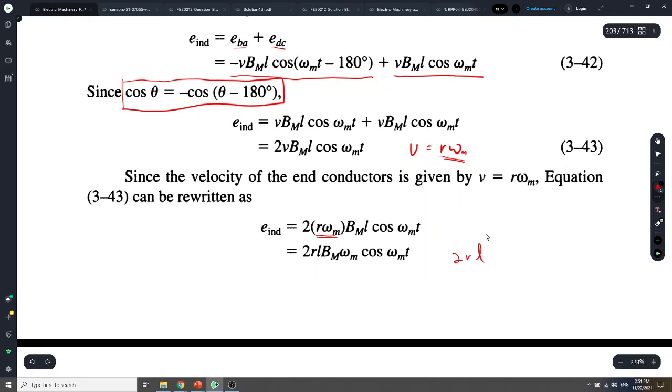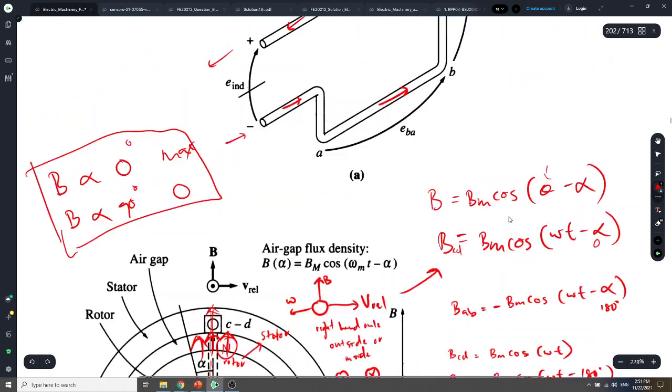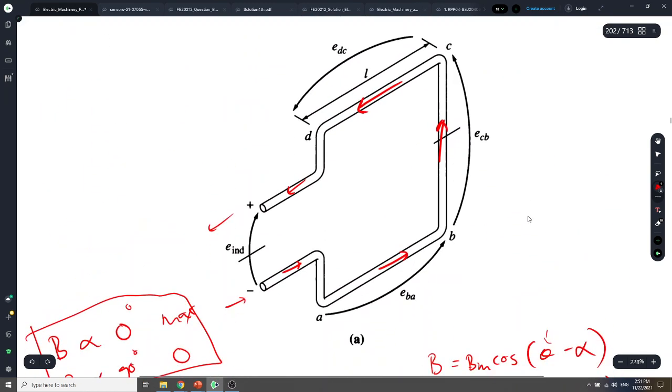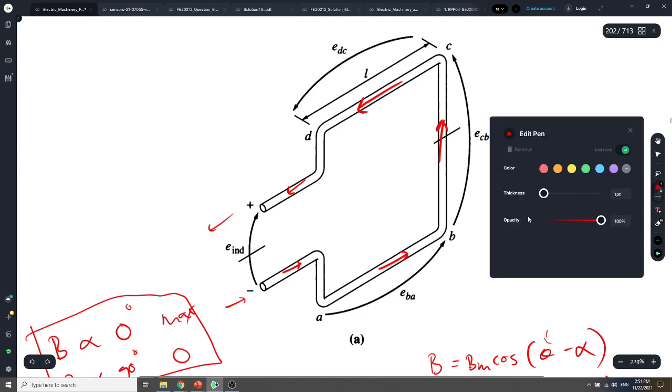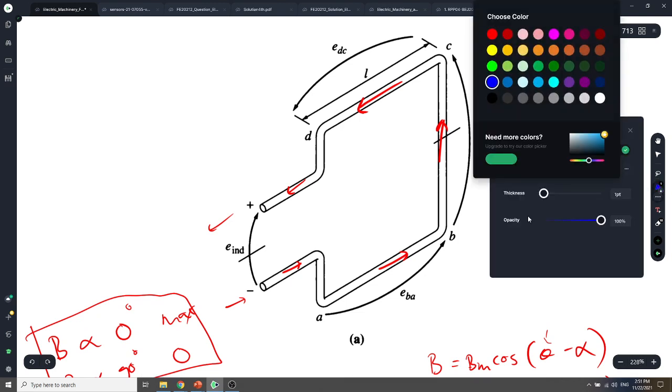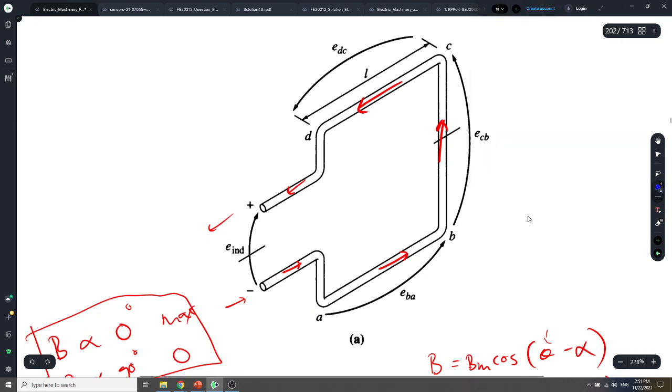2RL. Okay, 2RL ni stand for apa? So kalau kita tengok balik kat sini, so ini adalah L. Sekejap saya tukar color. Saya ambil warna biru ni. So this is L and this is R. And once we have 2R, this is R, R, so we have 2R.